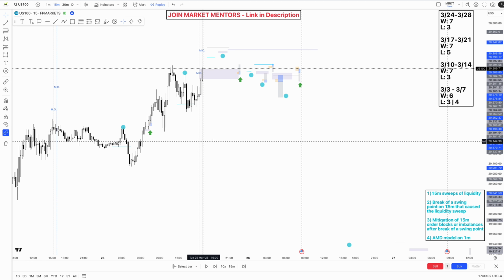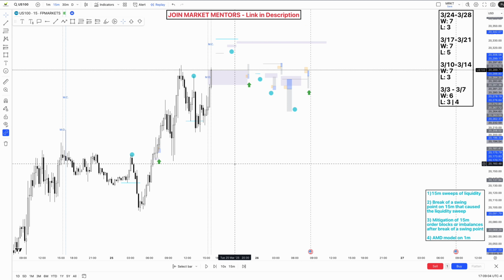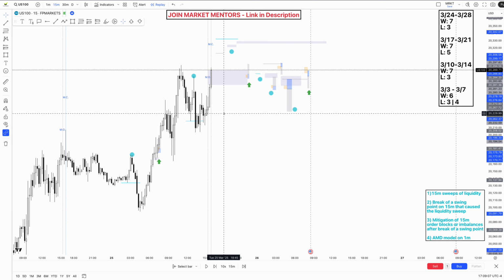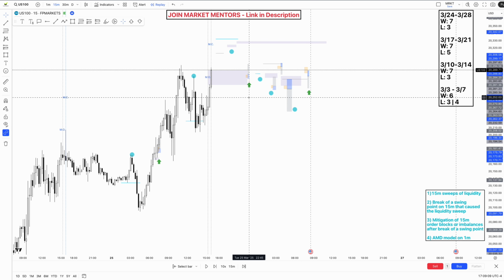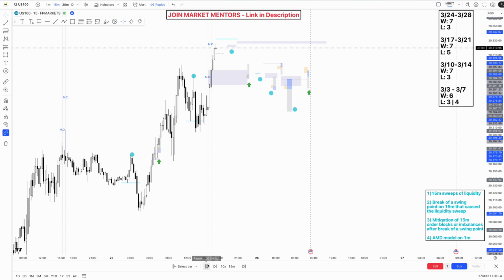Then going on to Wednesday, I don't think there were any Asian session trades on Tuesday. Actually, it might have been just one. Yeah, it was just one late on Tuesday. So let's go into that.